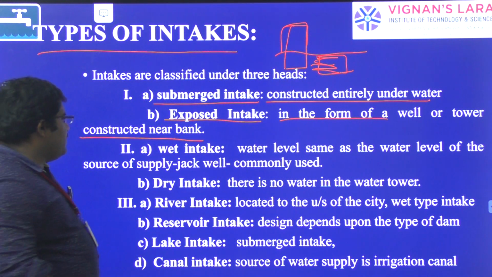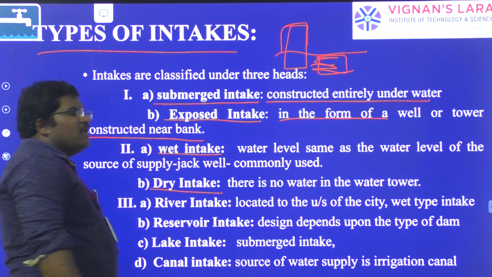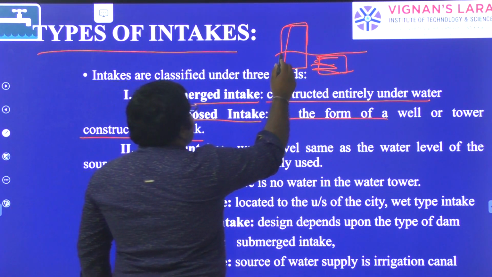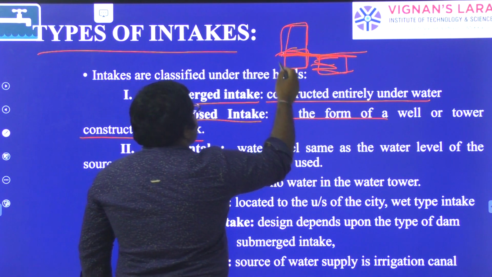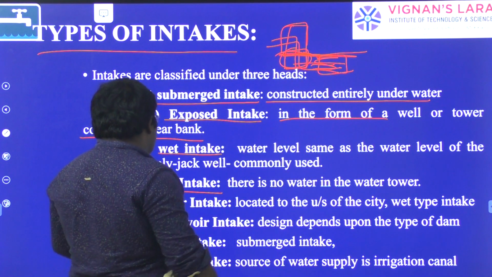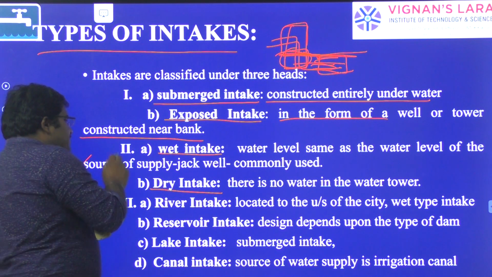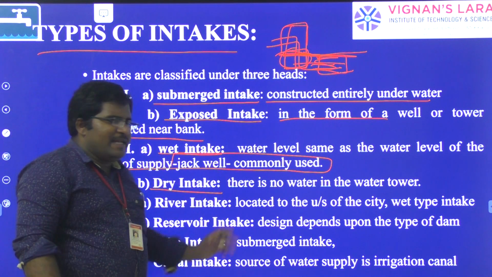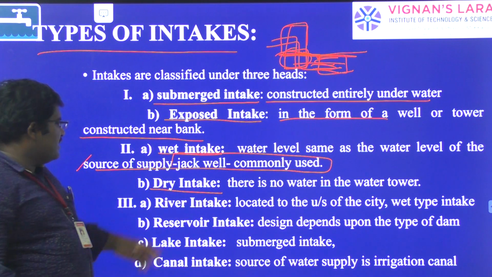Then the second classification is based on the amount of water there: wet intake and dry intake. Wet intake means there will always be water in this well. The collected water will be there in this well. If no water is there, and only pipes and pumps are inside this intake well, that is called dry intake. The water level is the same as the water level of the source of supply. This is called a jack well. An example is the jack well, which is commonly used. In case there is no water in the water tower, that is called dry intake.